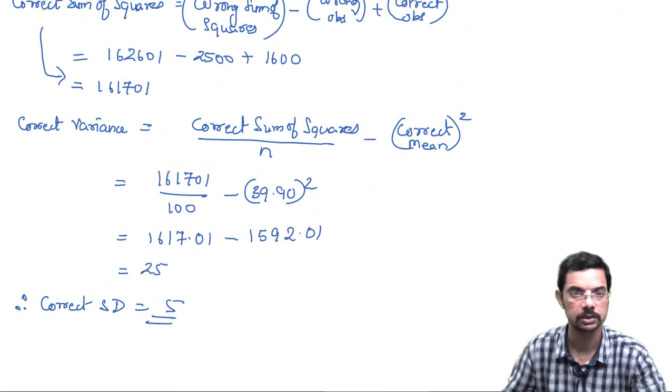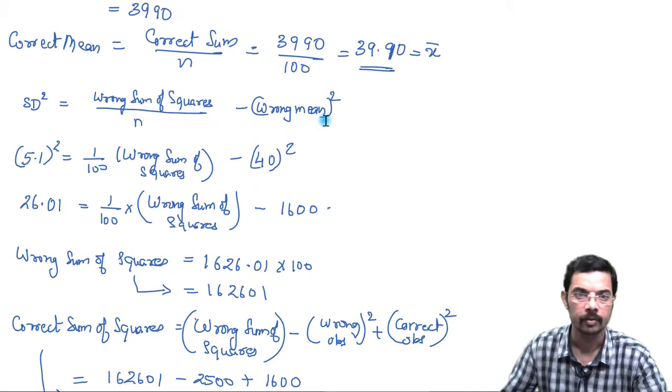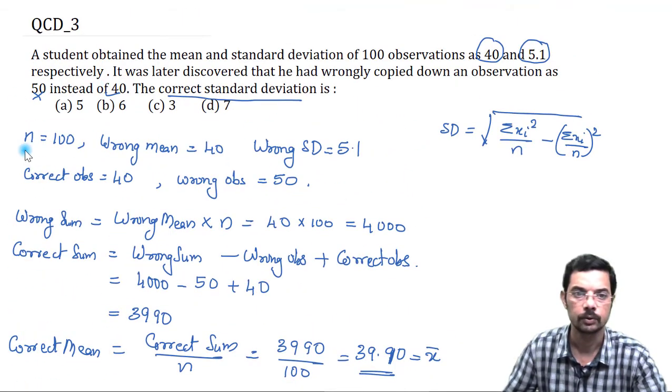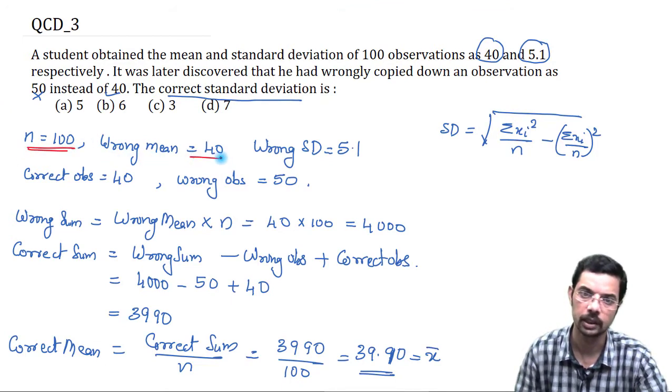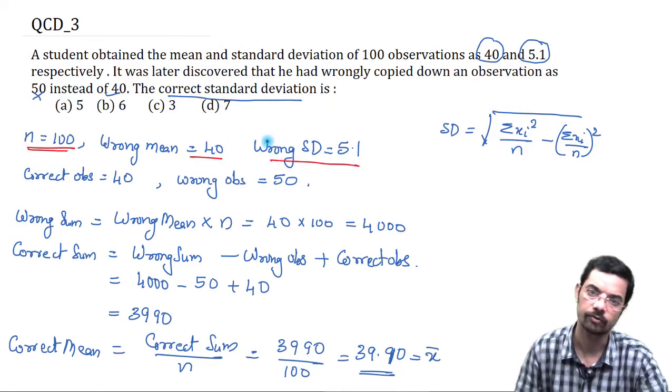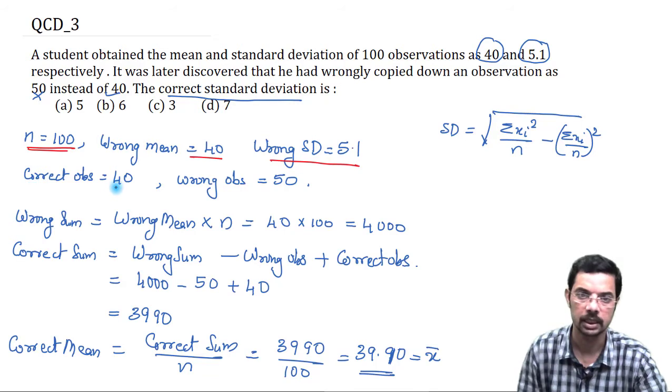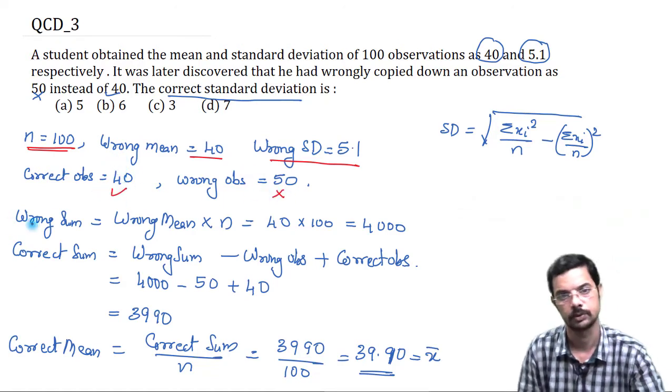So what is the process? Let us discuss the whole problem again. What was given to us? It was given that there were n observations, n is equal to 100, the wrong mean was 40 and the wrong standard deviation was 5.1. We have the correct observation as 40 and the wrong observation as 50, because it was taken as 50 instead of 40.